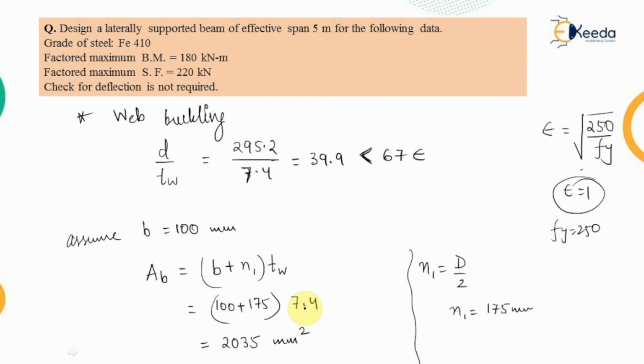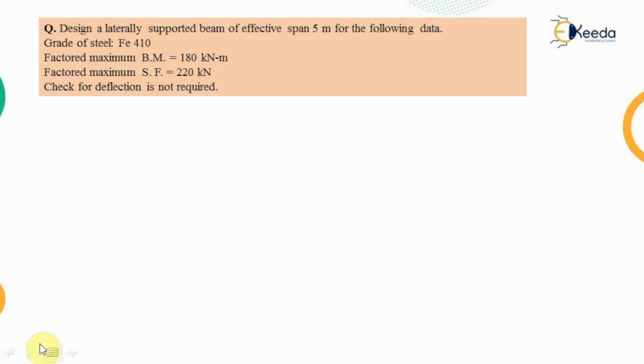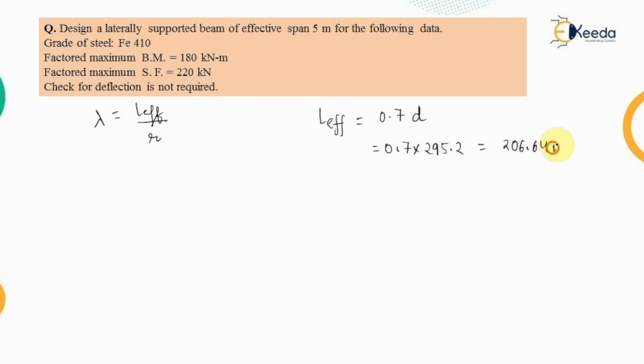Now, once we have calculated this bearing area, we need to calculate the capacity of the section as a column member. So for that we need the slenderness ratio, which is equal to effective length divided by the radius of gyration. So this effective length is equal to 0.7 times the d value. Now that is equal to 0.7 into 295.2, which comes out to be 206.64 millimeter. And this r value will be calculated based upon the second moment of area divided by the cross sectional area.